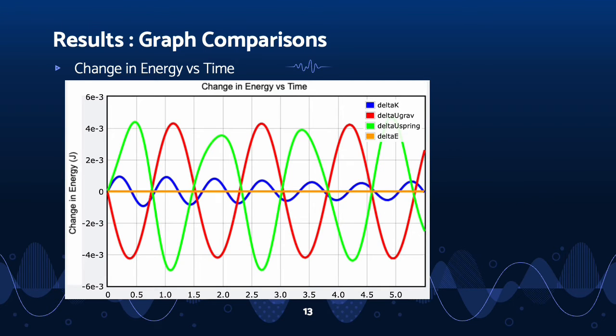Graph comparisons. First, we're going to go over the change in energy versus time. The gravitational potential energy and the spring potential energy more or less switch back and forth, as seen by the fact that they oscillate roughly opposite to each other.